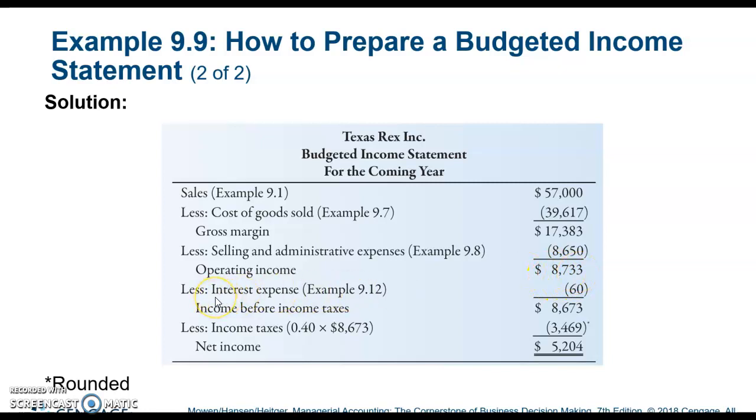But if we're going to go ahead and show the whole budgeted income statement, we would subtract any other expenses, we would add any other revenue that wasn't part of operating income, and then we get income before income taxes, and we multiply that times the 40% and subtract that off as income tax expense, and we get net income, $5,204 in this case.